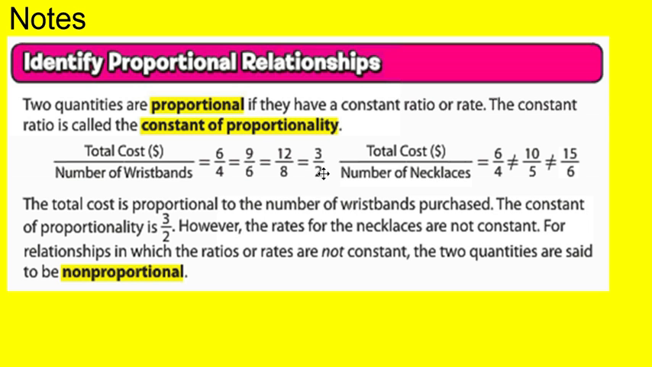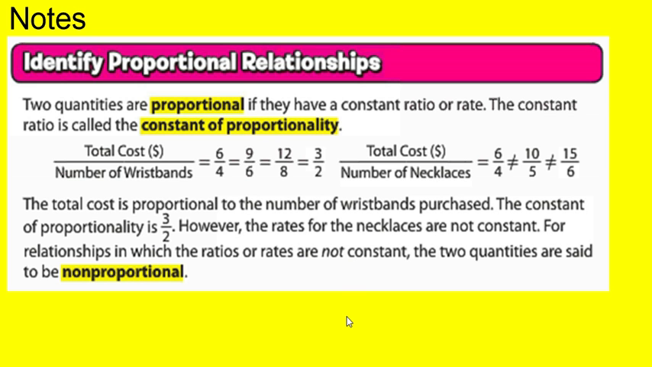is 3 over 2. In this example here, for total cost and number of necklaces, 6 over 4, 10 over 5, and 5 over 16, when you simplify them, they don't equal each other. Therefore, they're not proportional, and they would not have a constant of proportionality. The total cost is proportional to the number of wristbands purchased. The constant of proportionality is 3 over 2. However, the rates of the necklaces are not constant. For relationships in which the ratios are not constant, the two quantities are said to be non-proportional.